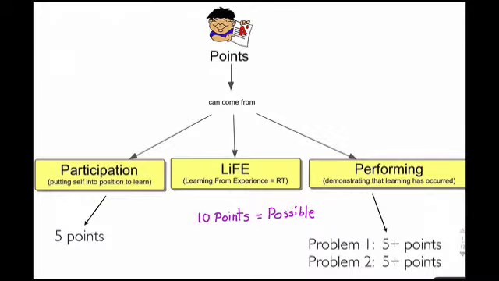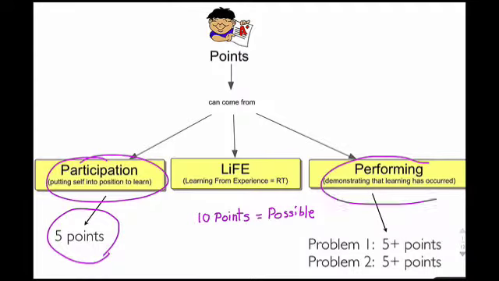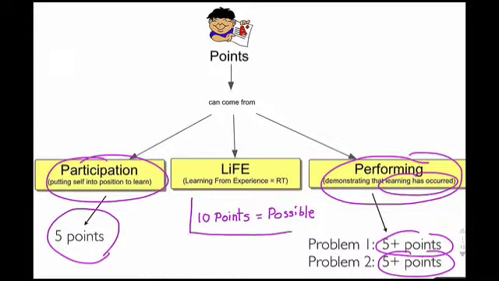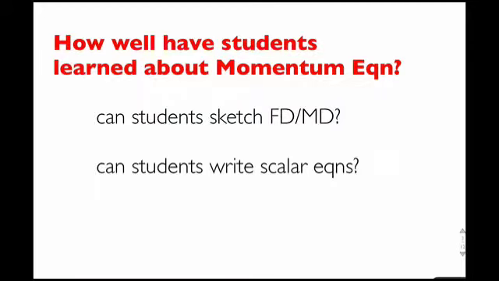All right, on this quiz, being in class, participation was worth 5 points, and performing, demonstrating that you have learned, you could get 5 points on problem 1 or even more, 5 points on problem 2 or even more. And I set the points possible on the quiz as 10. And what this means is that you can get extra credit on this quiz, and some of the students did. Good job.